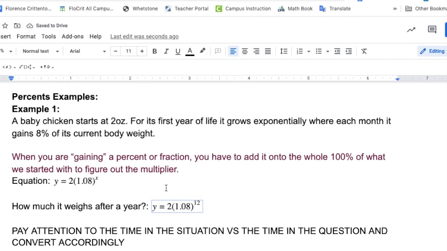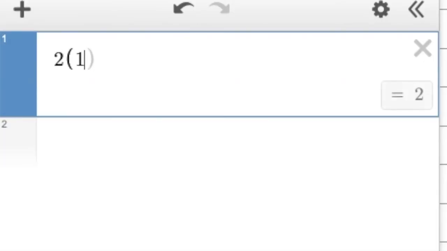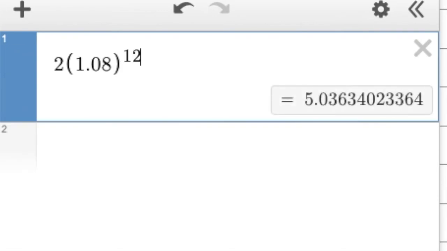So you're going to take 2 and times it by 108% as a decimal 12 times. Do that, 2 times 1.08. We're going to times that 12 times. It's going to be 5.03.